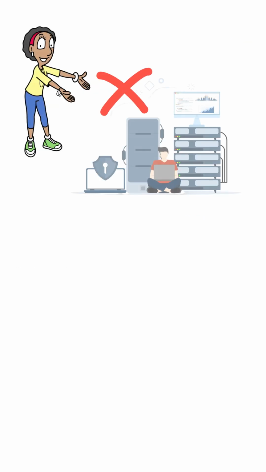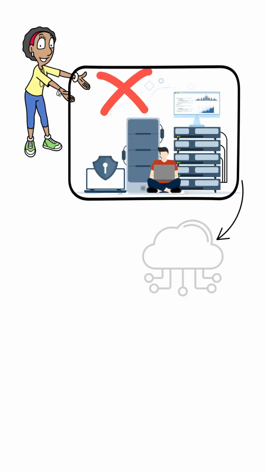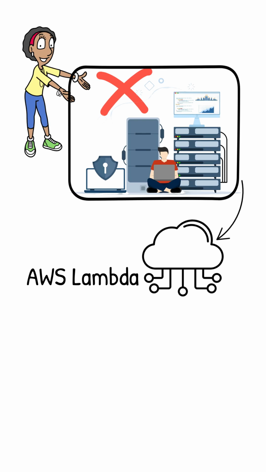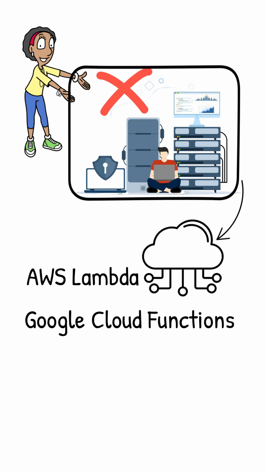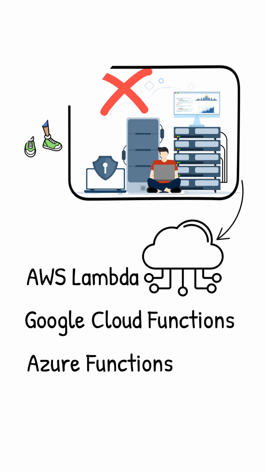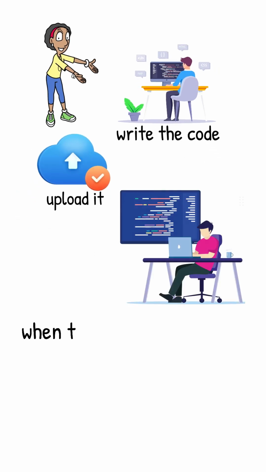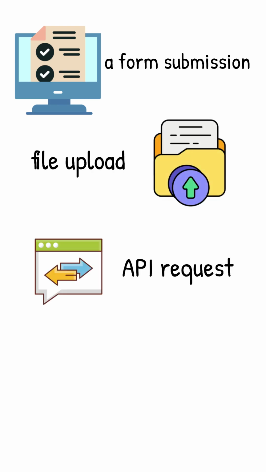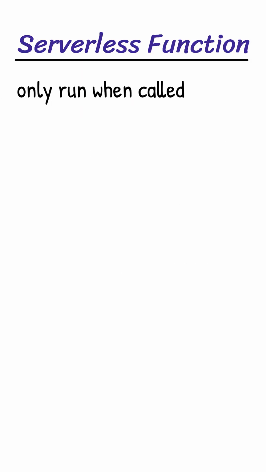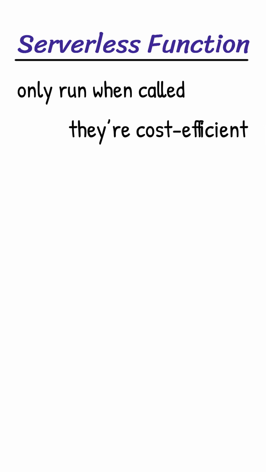You don't manage the server. It's handled by a cloud provider like AWS Lambda, Google Cloud Functions, or Azure Functions. You just write the code, upload it, and it runs when triggered by an event like a form submission, file upload, or API request.